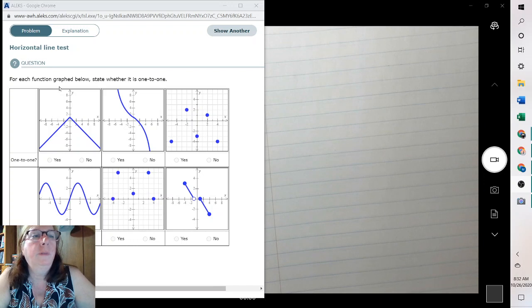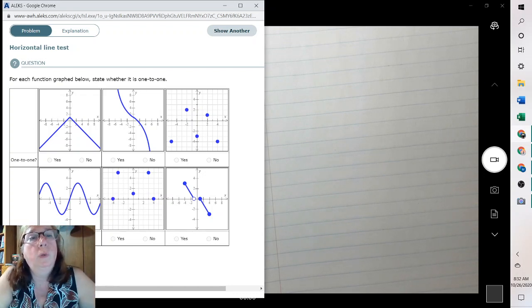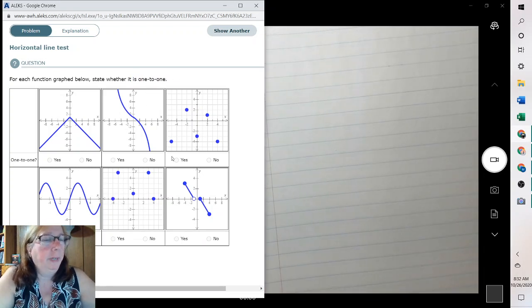We know these are functions because it says for each function, which means it passed a vertical line test. The horizontal line test tells you if it's one-to-one. It needs to be one-to-one to be able to find an inverse. So horizontal line test, if you can draw a horizontal line and it hits the graph at more than one spot, it is not a one-to-one.